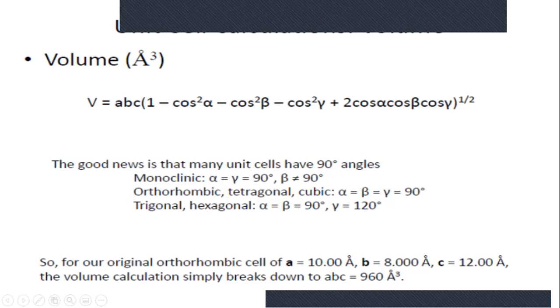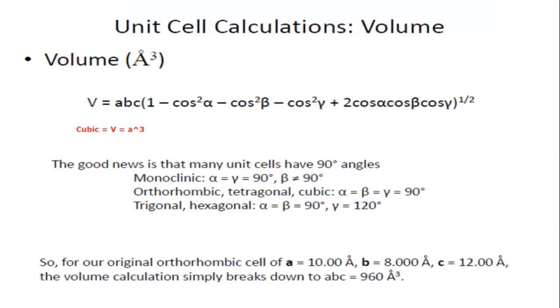So for cubic, we know that volume just equals A cubed because the axes are the same. Now for orthorhombic and tetragonal, you'll notice that they also have angles equal to 90. So for orthorhombic and tetragonal, volume is just equal to A times B times C, because again, those angles are 90 degrees.